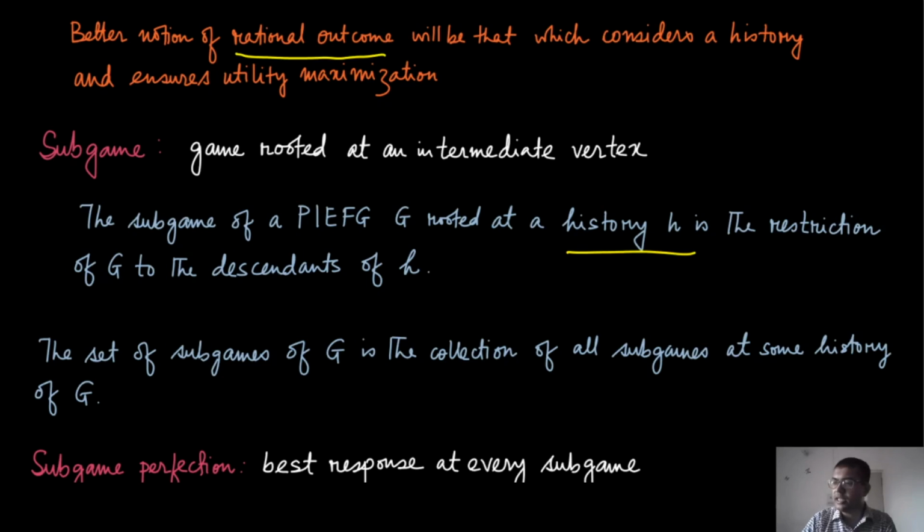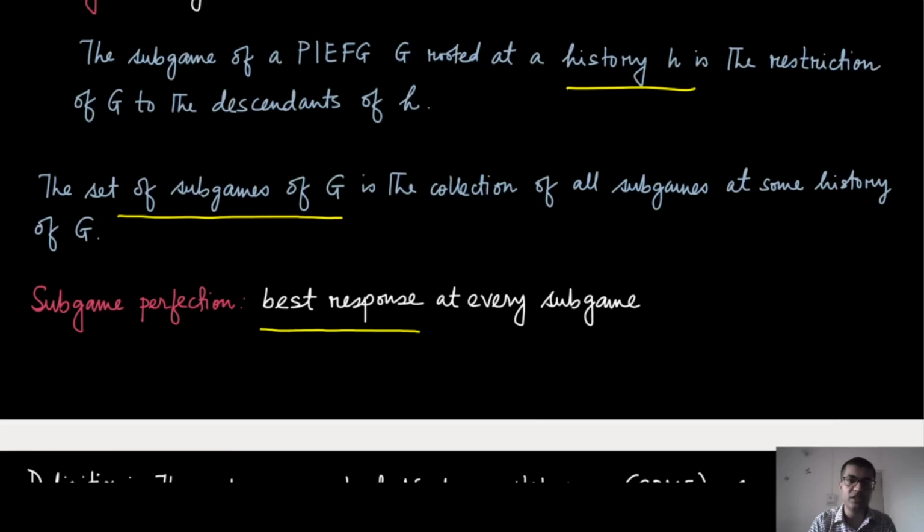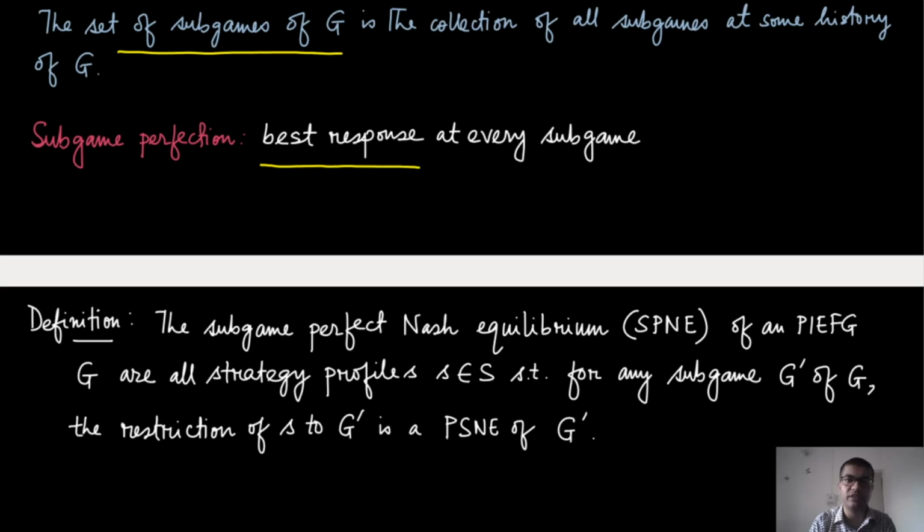Now we define the set of subgames of G to be the collection of all the subgames at some history of G. This will include both the terminal and non-terminal histories. Now the moment we have defined a subgame, it automatically gives you the rationality concept, and that is defined with respect to subgame perfection. It should be a best response for the player who is playing at that subgame, and that should happen for every subgame of this game. So let us formally define it, and then try to understand how it is done.